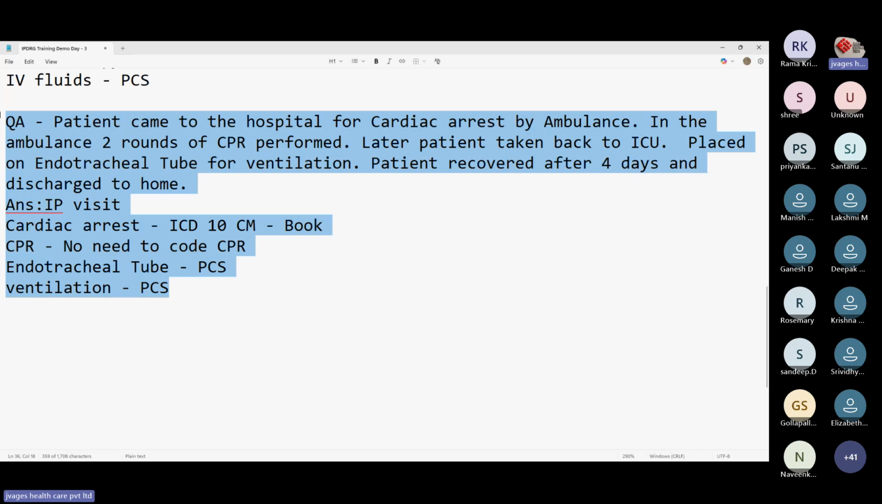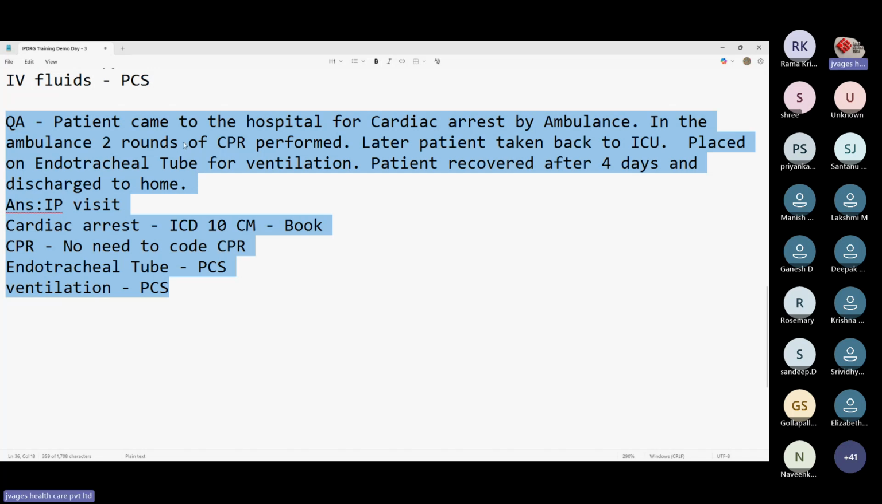But if any procedure is performed in the ED, the emergency department, can I code it? Yes, we can code. If any procedure is performed in the ambulance, can I code? No, I don't want to code. So you need to understand the concept. This is the main thing you need to be aware of.